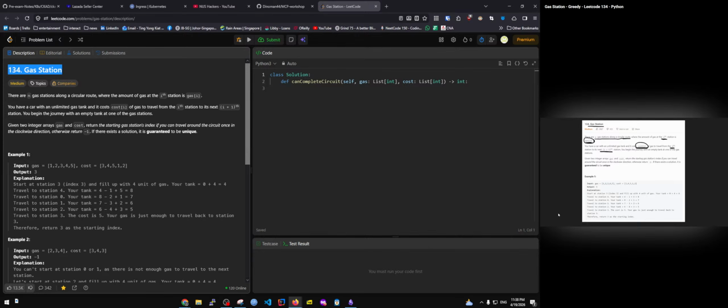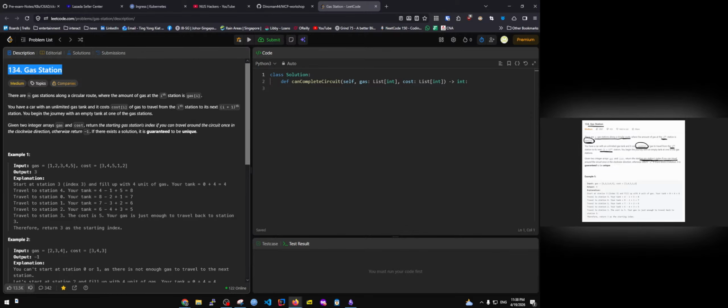So we begin our journey with an empty tank of gas, so we don't have any gas, and we start at one of the gas stations. It could be any of the gas stations. And so given these two integer arrays, we want to return the starting gas station, the starting position, the index that we start at, such that we can travel around the entire circuit. Like basically we can go in an entire circle in the clockwise direction without running out of gas.